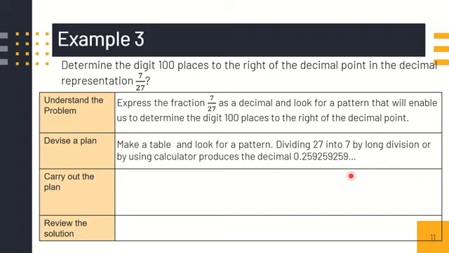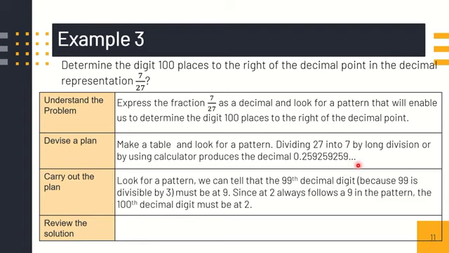Matrabaho pa yon. Dito makikita nyo na ang pang 99, ibig sabihin yung pang 99 places dyan, 9. So ang pang 100, kasi after nung 9, ang kasunod na digit is 2 na ulit. Therefore, by using the pattern, we can tell that the 99th decimal digit, 99 is divisible by 3, correct? So it must be 9. Since 2 always follows 9 in the pattern, the 100th decimal digit must be 2.